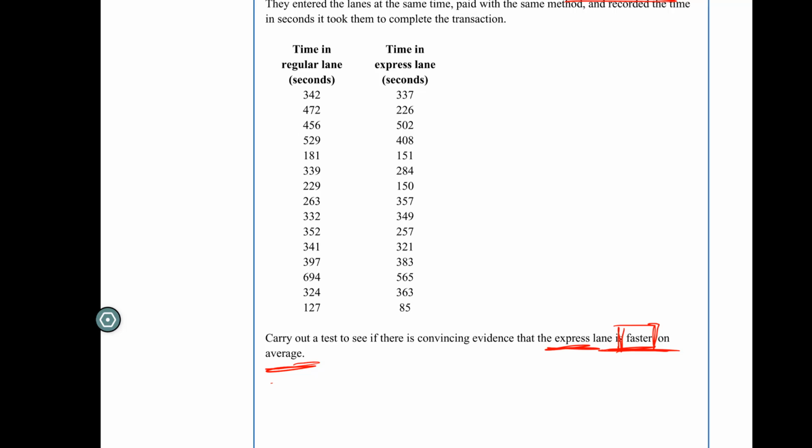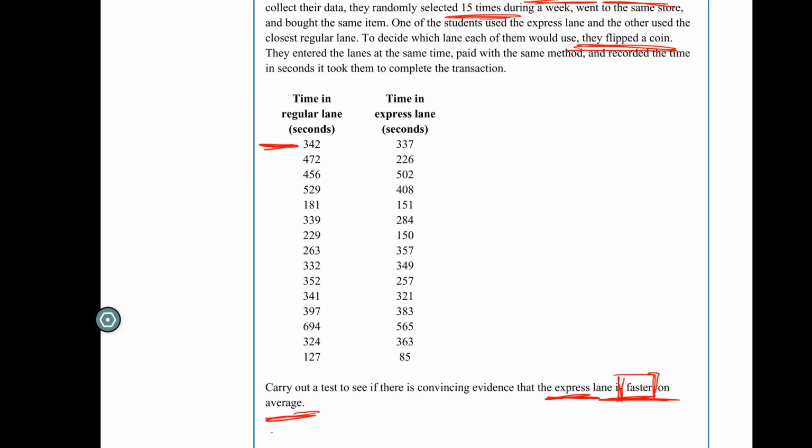So let's actually start to go through this. Before we actually write out any of the hardcore stats of it, let's just look at the basics. So the first one, for the first time they bought something, who was faster? 342 seconds in the regular lane versus 337. The express lane obviously was faster. By how much? Well, by 5 seconds. So here's what I can do.